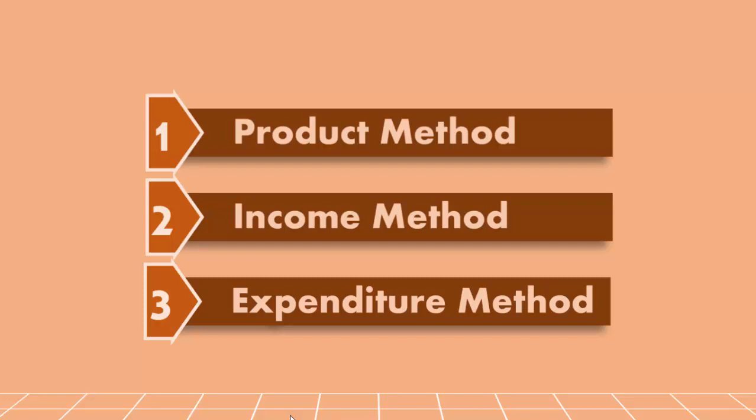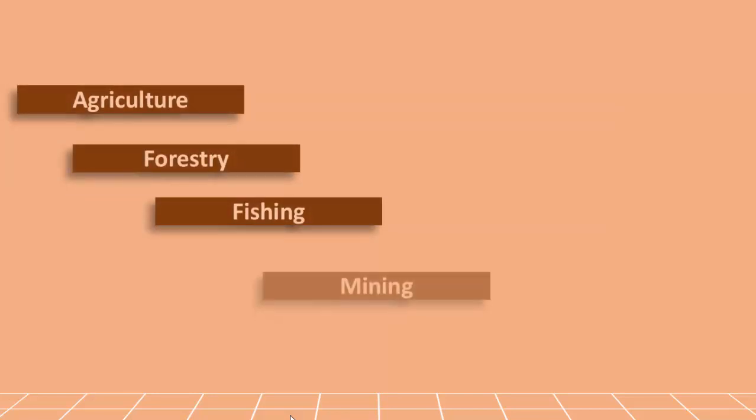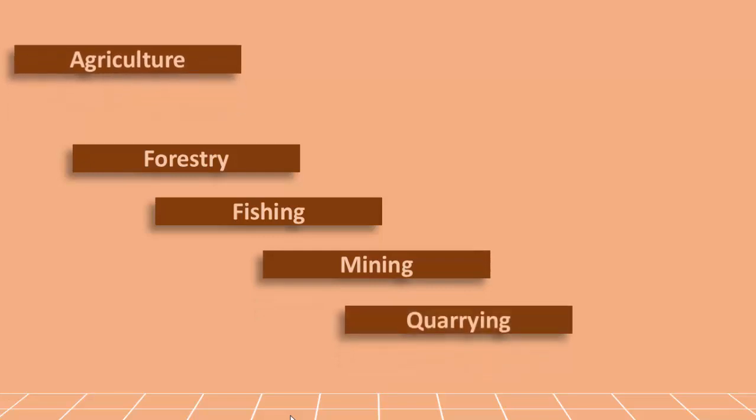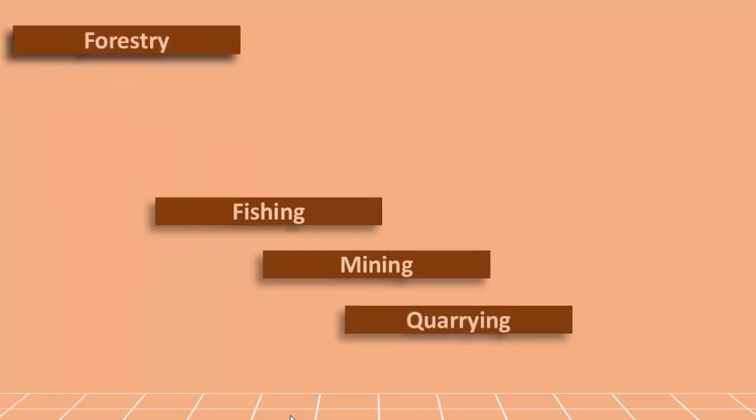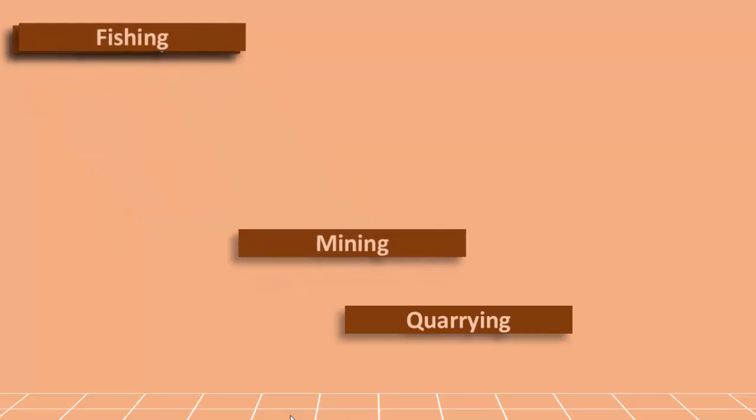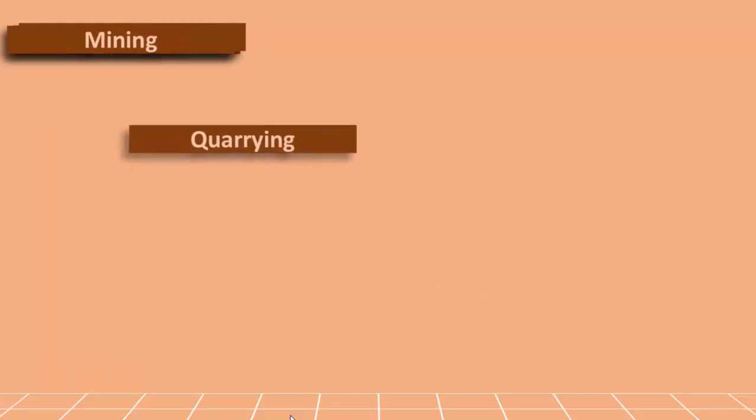This method starts with the estimation of sector-wise contribution to national output. So, the first step is to classify the economy into sectors on the basis of the kind of productive activity taking place in it. Take these units: agriculture, forestry, fishing, mining, and quarrying. They process the natural resources. They are grouped under primary sector.